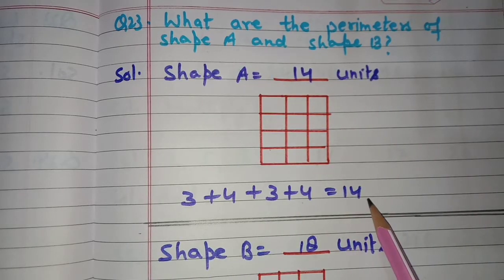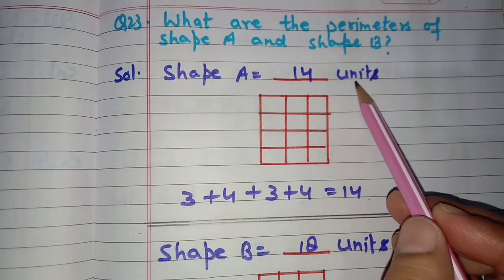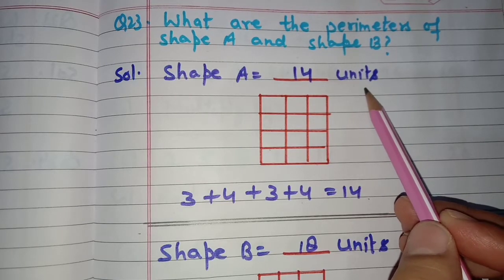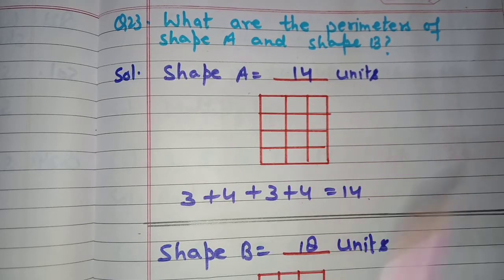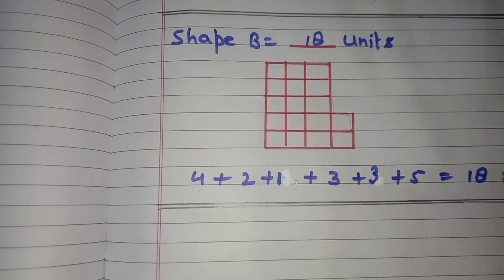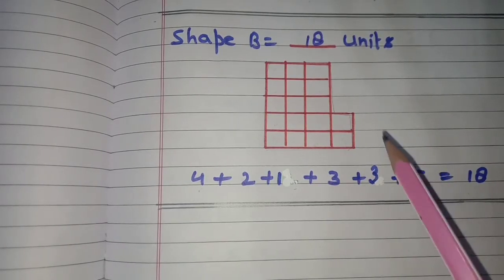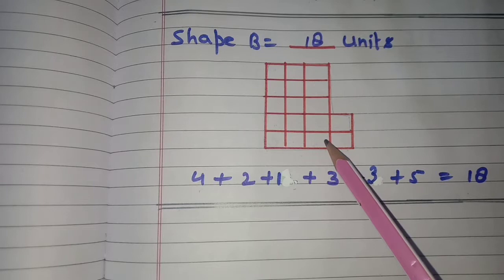So the answer will be 14. It means it is 14 units. The perimeter of shape A is 14 units. Now let us find the perimeter of the next shape, that is shape B. So the shape is here.